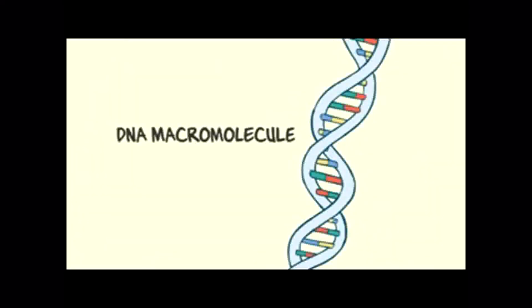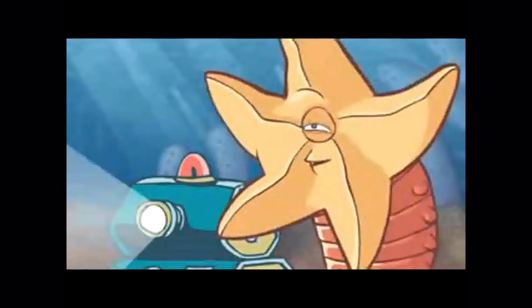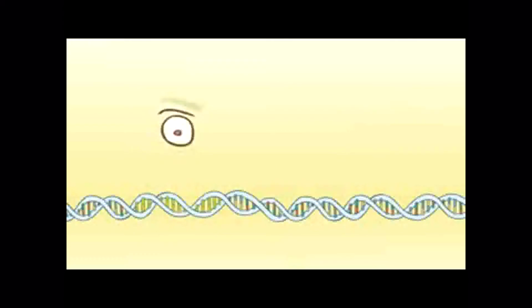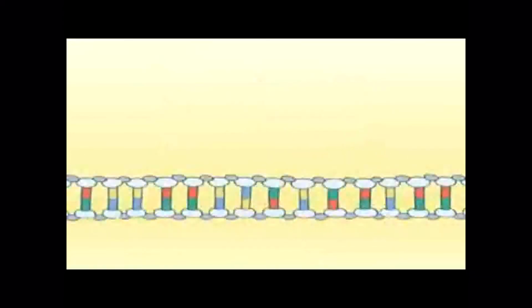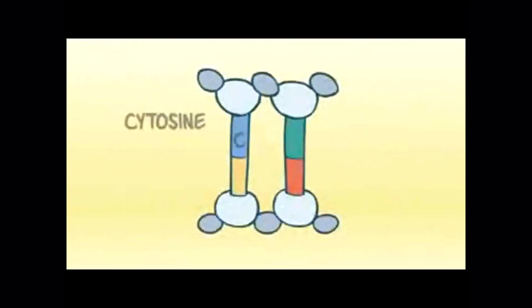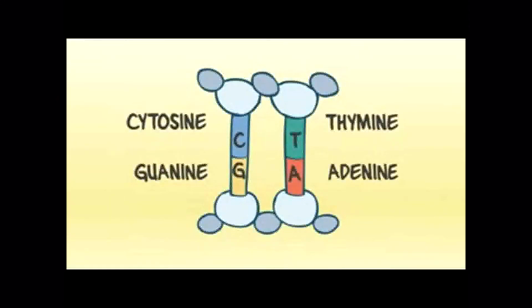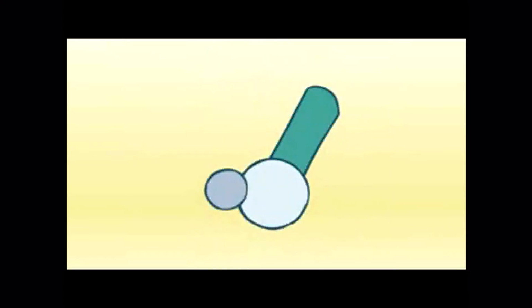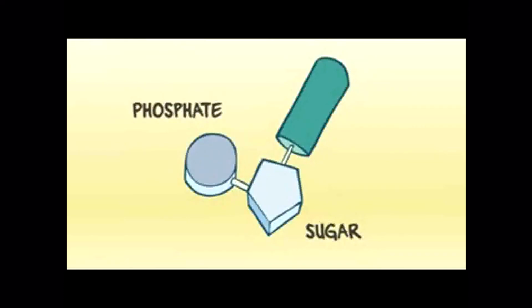The DNA macromolecule. This is the good stuff. It's read in a line, like code. Different sections code for different parts of your body. Amazingly, the code of DNA is made up of just 4 parts. It's like writing an entire symphony with just 4 notes. Each of these notes is called a nucleotide, made up of a sugar, a phosphate, and one of 4 bases.